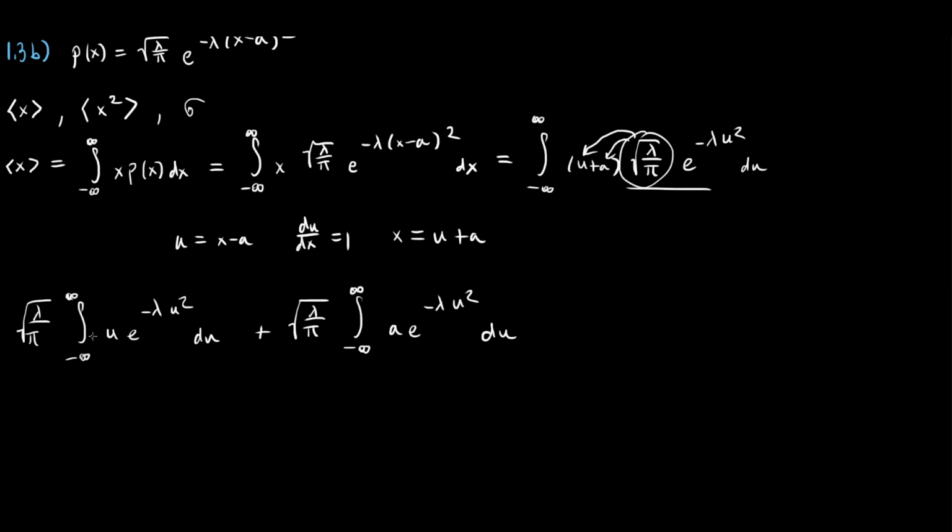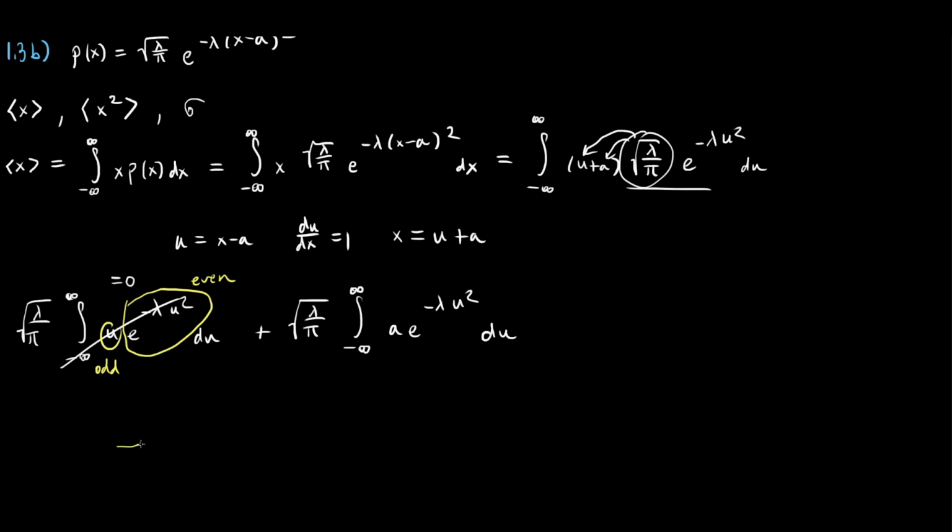And a trick that we could use is that we know that this must equal 0. And the reason we could do that is because e to the negative lambda u squared is an even function, while u is an odd function. And the integral of an odd times an even function is always 0.